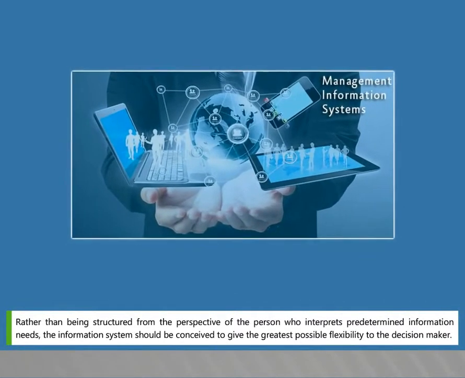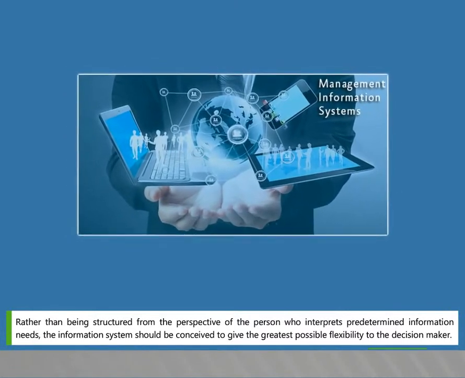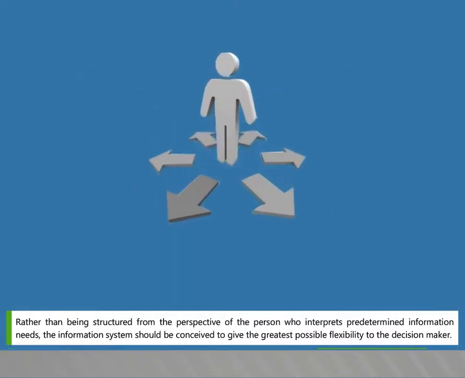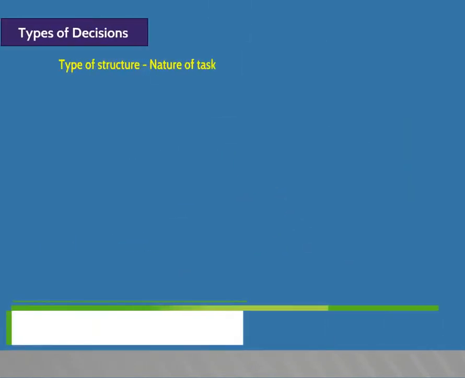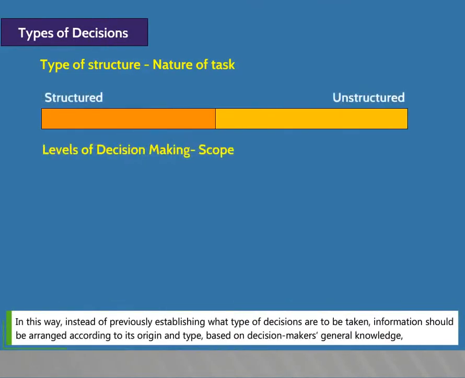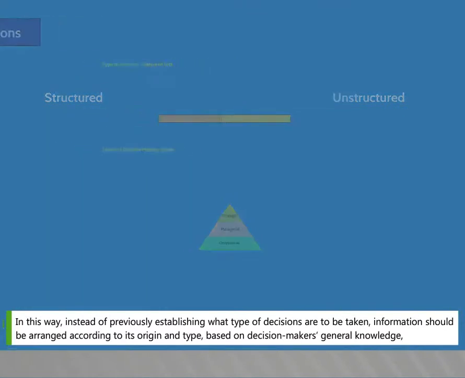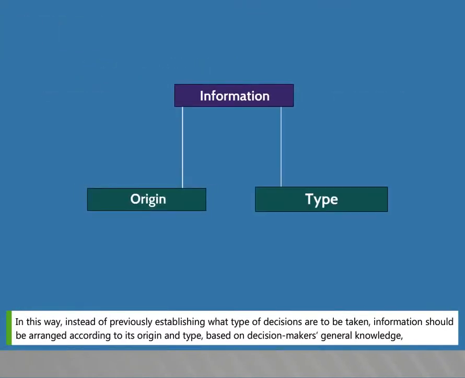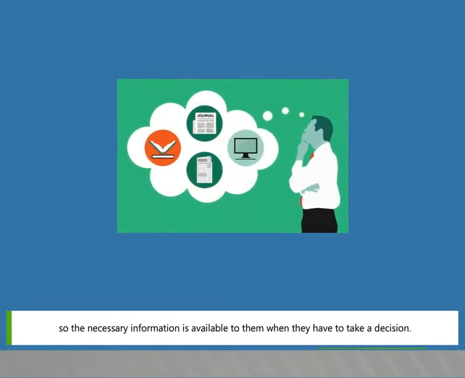Rather than being structured from the perspective of the person who interprets predetermined information needs, the information system should be conceived to give the greatest possible flexibility to the decision maker. In this way, instead of previously establishing what type of decisions are to be taken, information should be arranged according to its origin and type based on decision makers' general knowledge, so the necessary information is available to them when they have to take a decision.